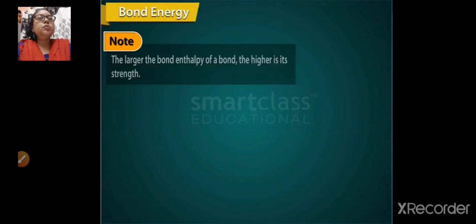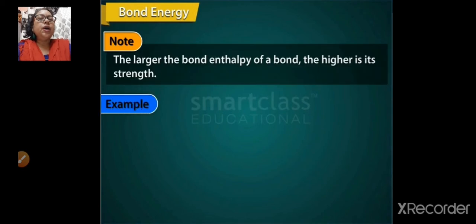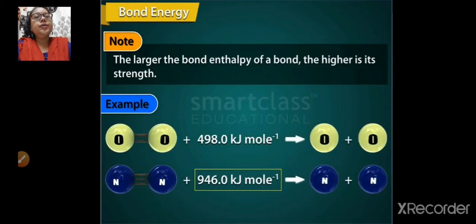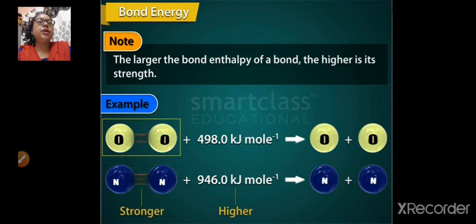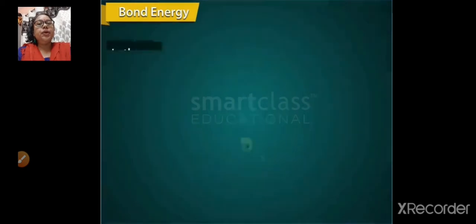The larger the bond energy or enthalpy of a bond, the higher its strength. So you can see that in the oxygen molecule, the bond energy is 498 kilojoule per mole. In this way, the two atoms are separated.